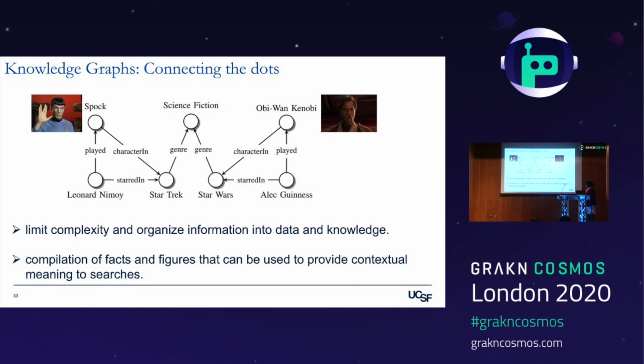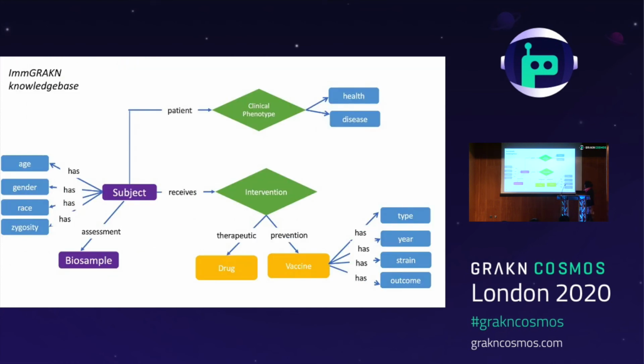So basically, a knowledge graph limits the complexity and organizes the information into data and knowledge, composing the facts and figures that can be used to provide contextual meaning searches. So the way I started with that bubble graph and now moving into Grakn, I'm trying to build a Grakn knowledge base.